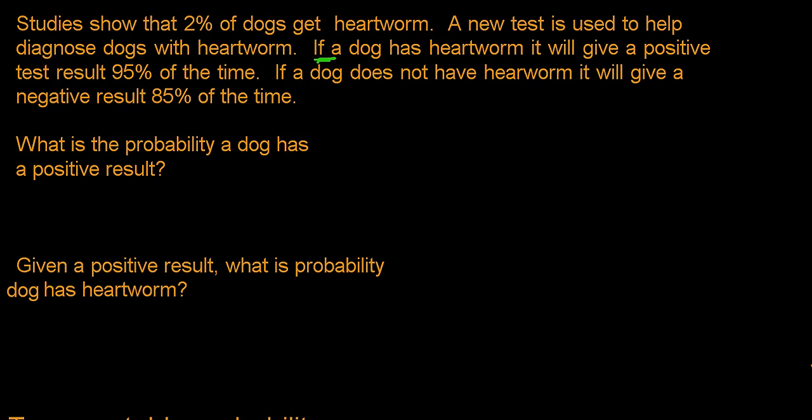So what's best is to create a little tree diagram here. So let's have a little dog here, right? Little dog here, and there's his tail. Okay. Now, there is a 2% chance that this dog has heartworm. I'm sorry, that's unfortunate. 98% chance they don't. I just used a little bit of common sense there. Hope you're okay with that.